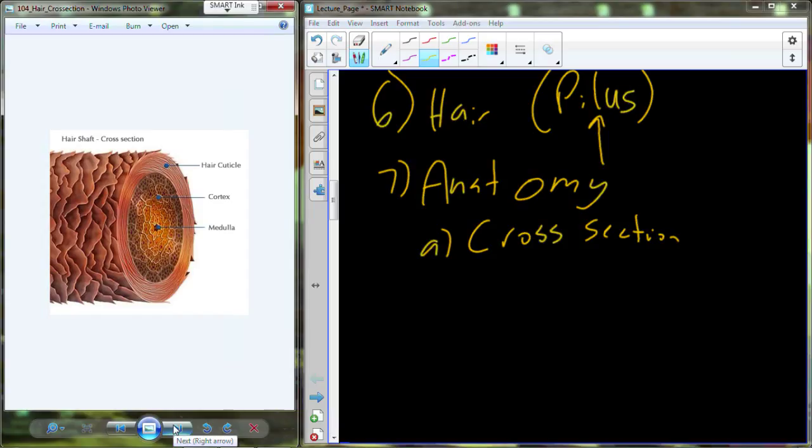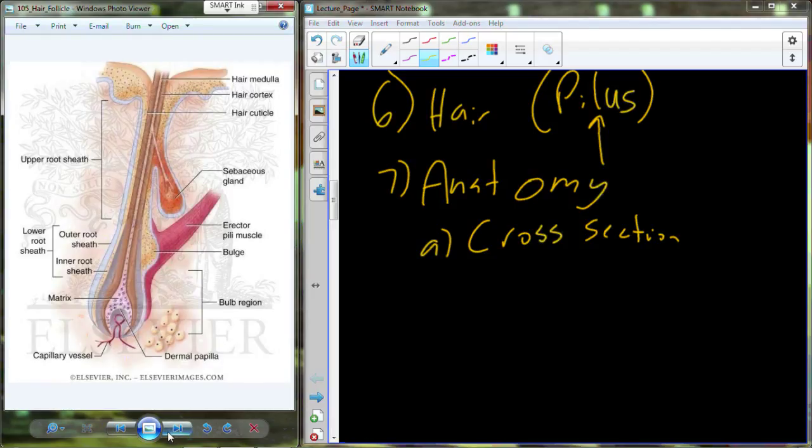So the cross-section, believe it or not, your hair is actually made up of cells, which maybe you didn't realize. The individual cells form into two layers: an outer layer making up the hair cuticle, and then an inner layer that consists of both the cortex and the medulla. The cortex and medulla are more or less living cells, and the outer layer, the hair cuticle, are dead cells that are basically a protective covering over the hair.